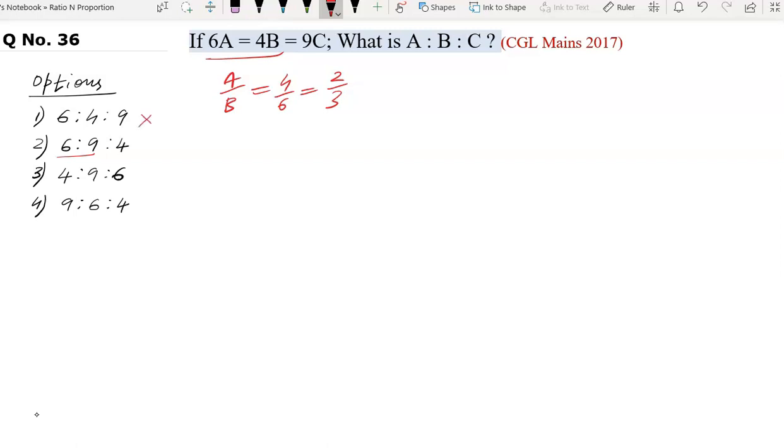Now 2 is to 3, we will find only in one option, which is this. This option will not give 2 is to 3, this option will not give 2 is to 3, and this option will not give 2 is to 3. So this is our answer and we will mark this answer in our exam. You don't need to look for any other options.